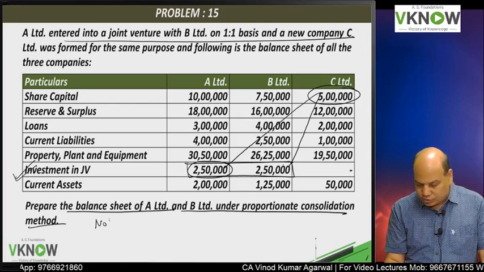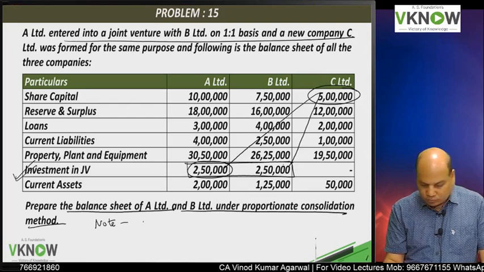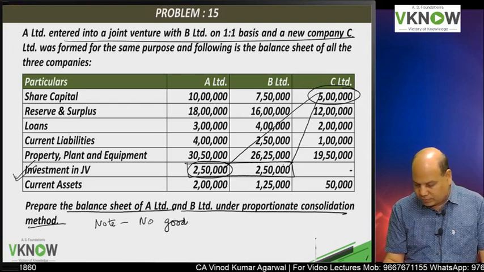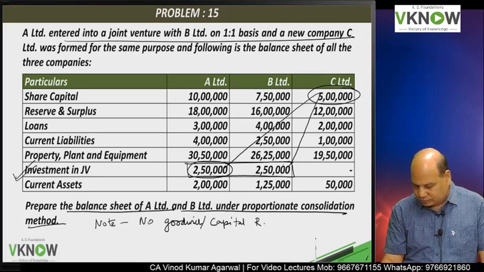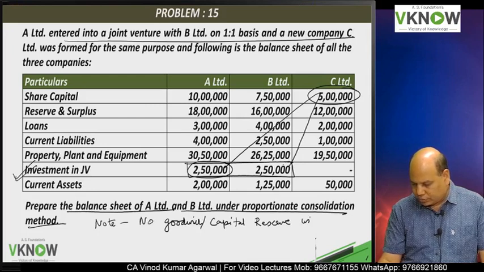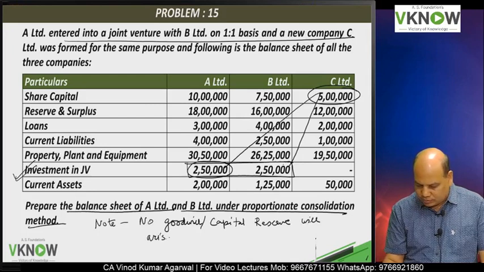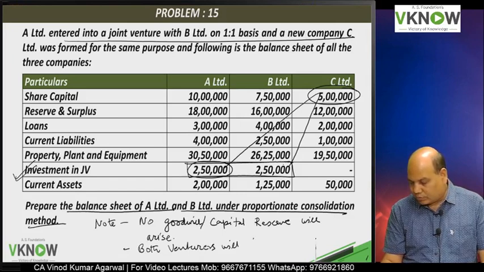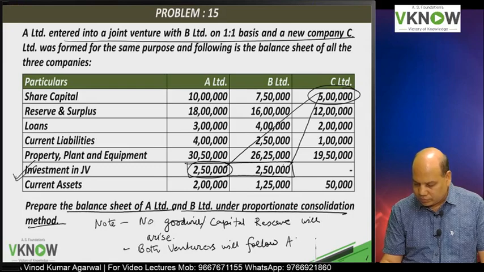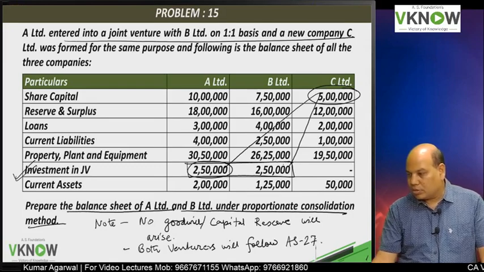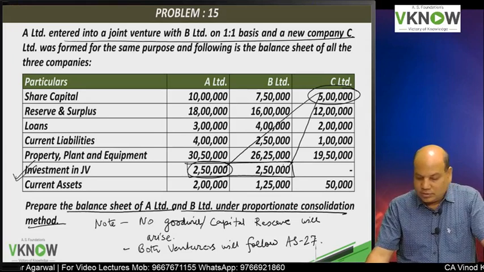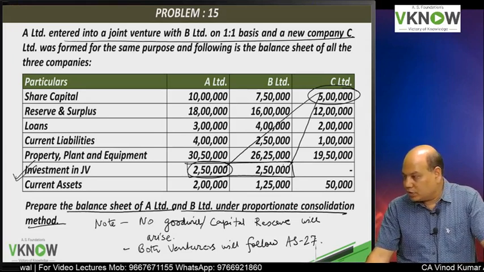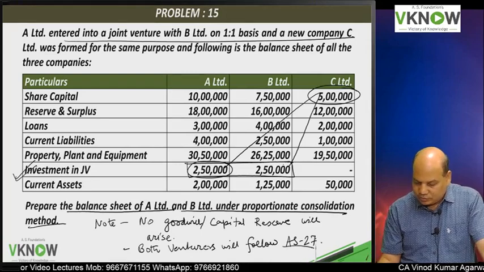Okay. So first note, no goodwill or capital reserve will arise. Second, both venturers will follow AS27. Right?